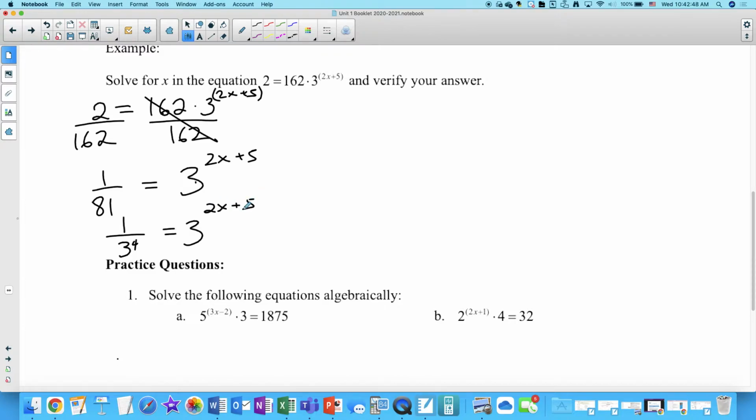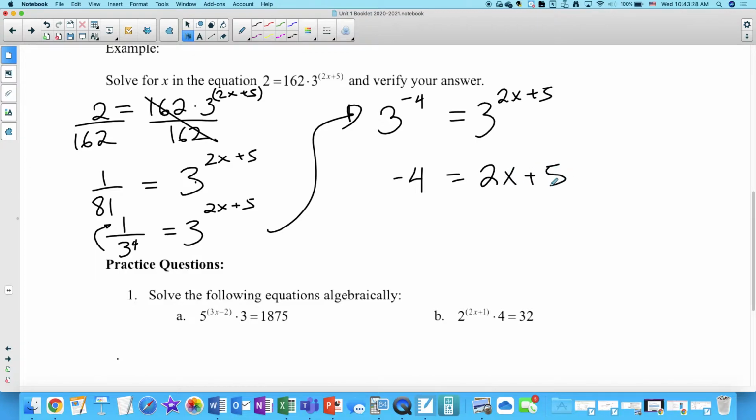Okay. So on the left side, this 1 over 3 to the 4, is that base 3 yet? No. How could I make it base 3? Yeah, if I bring it up to the numerator, which is what I want, now the exponent becomes negative. So this becomes 3 to the negative 4 equals 3 to the 2x plus 5. And now this is perfect because at this stage I can drop the bases. And I end up with negative 4 equals 2x plus 5.